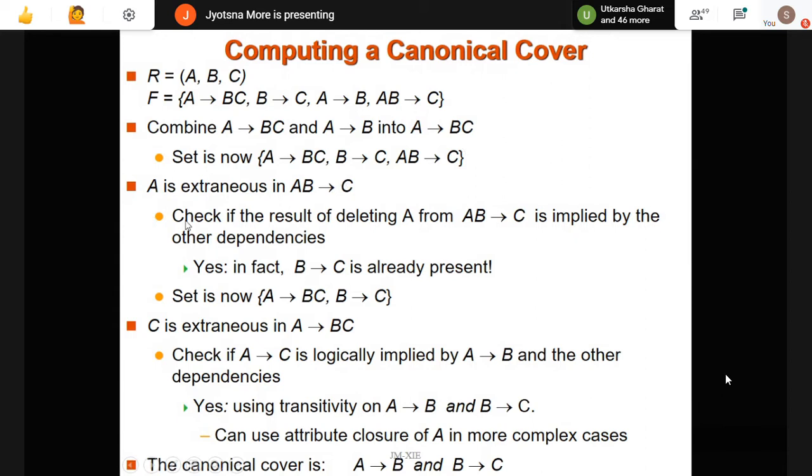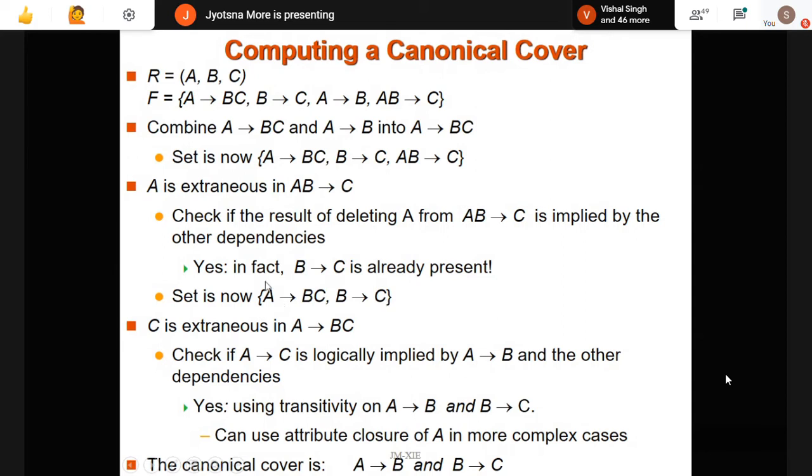So I have written here, check if the result of deleting A from AB determine C is implied by the other dependency. Yes. If I am removing A from here, I am getting B determine C. The result C can be determined from B determine C as well as from here, A determine C. Correct? So I am removing this functional dependency. I will get A determine BC and B determine C.